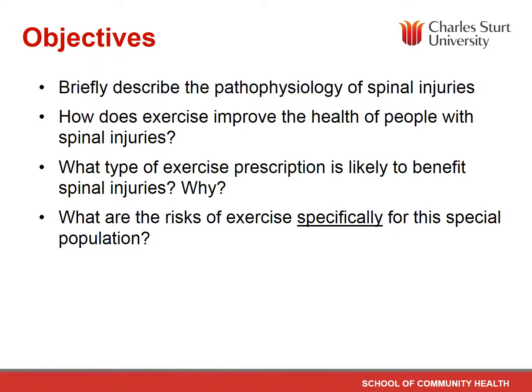So if you were to select the special population that had a spinal cord injury, you would be expected to answer: briefly describe the pathophysiology of spinal injuries. How does exercise improve the health of people with spinal injuries? What type of exercise prescription is likely to benefit spinal injuries and why? And in this section, it's likely that you'll need to write a short program for somebody and be able to justify the decisions you've made to create that program. And then finally, what are the risks of exercise specifically for this special population? And in this instance, it's obviously spinal injuries.